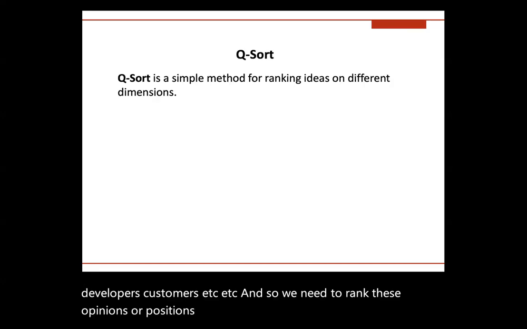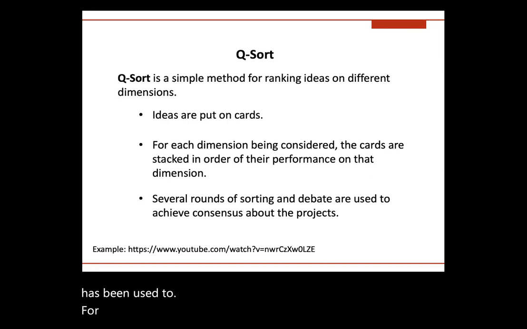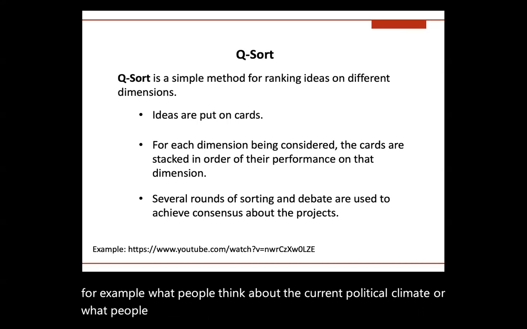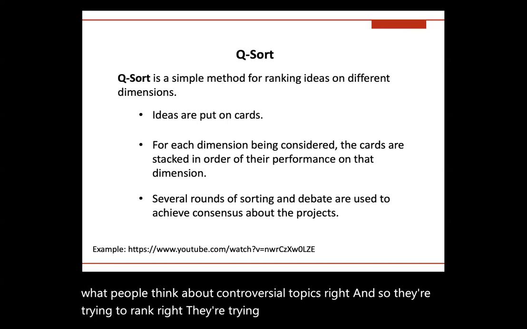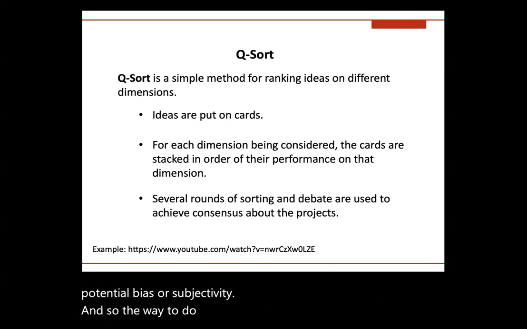Q-sort is a methodology that has been used by researchers who do qualitative research. They want to know, for example, what people think about the current political climate or about controversial topics. They're trying to look at the potential bias or subjectivity. One possibility for doing that is what's called the Q-sort method.